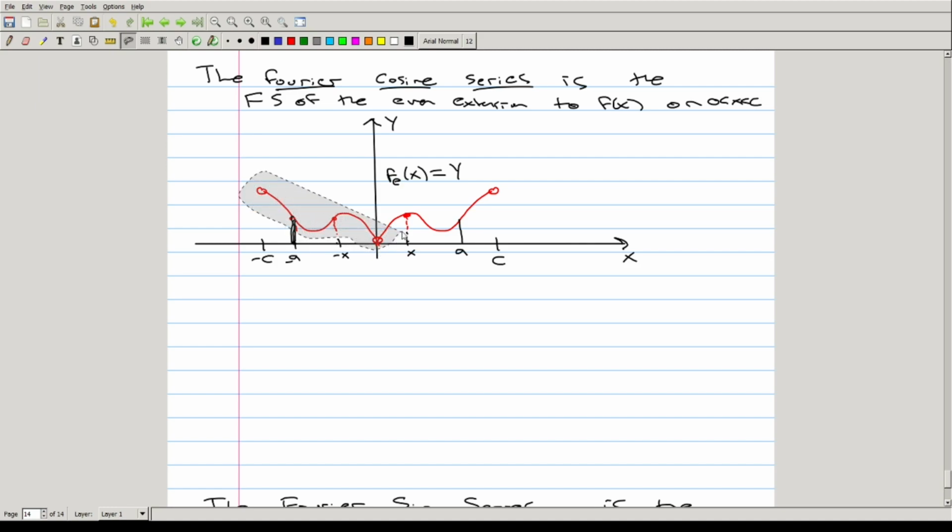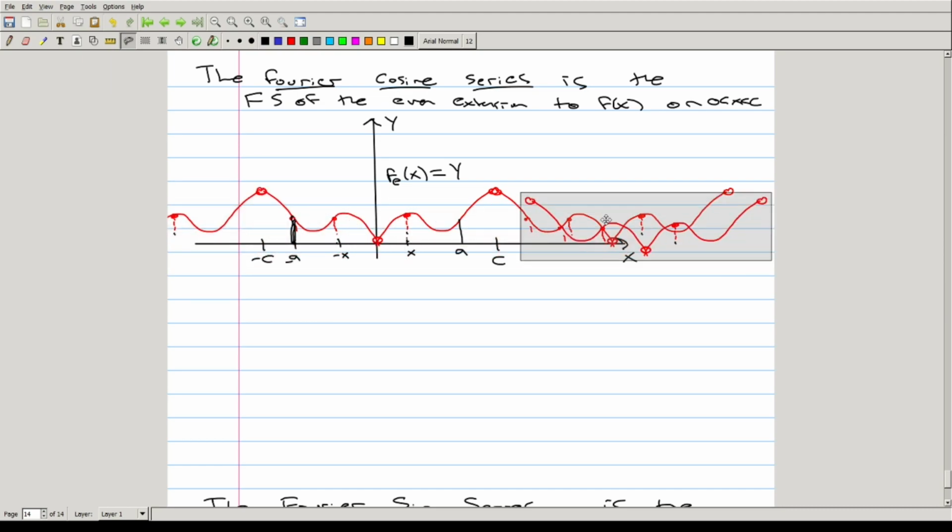And not only that, we know the Fourier series will be periodic, so it'll converge to periodic repetitions of this function, the period of which will have the length of this interval. The period here will be 2 times c.